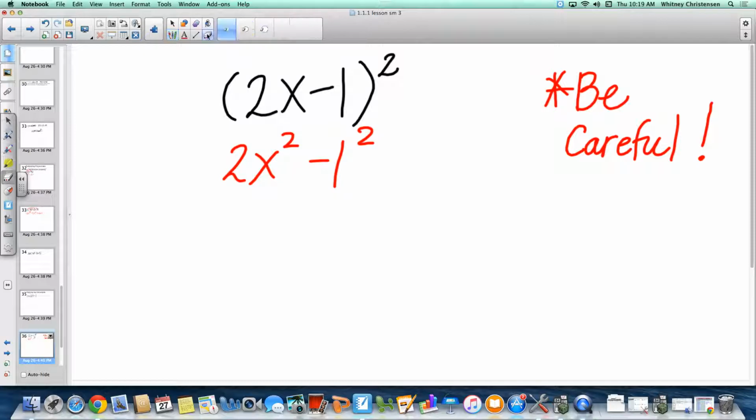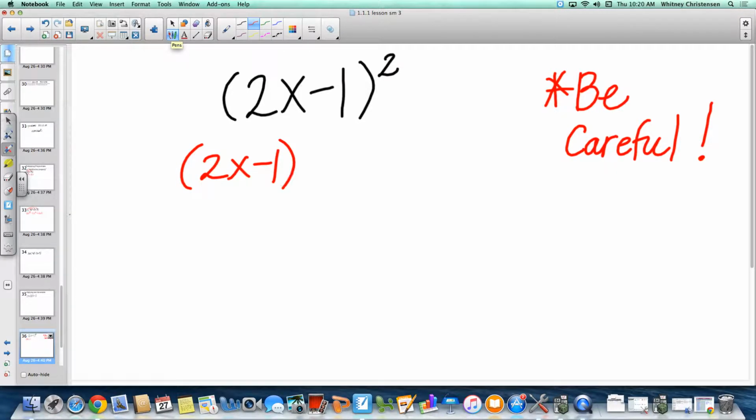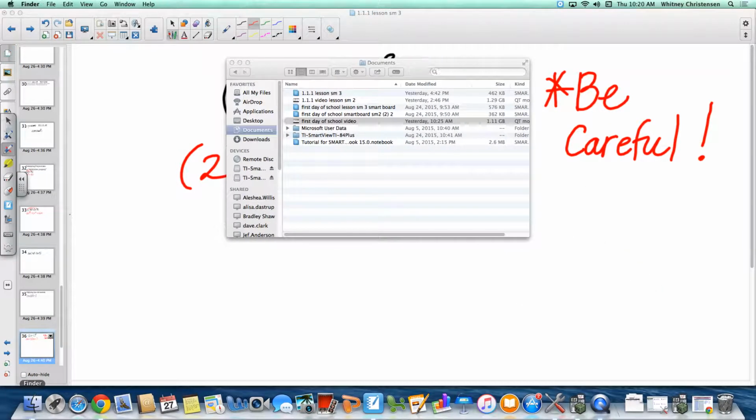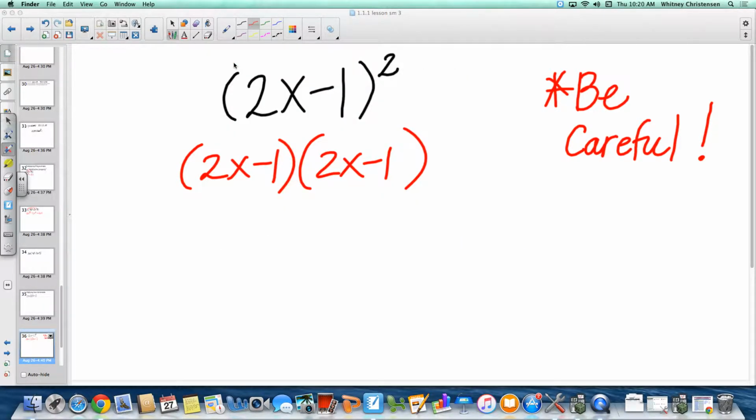It's called the forbidden rule by my book, so Miss Christensen's forbidden rule. If you ever have 2x minus 1 squared, you can't just square both of those. You'll get the wrong answer, I promise. So what you're going to want to do when you see something like this, you guys, is rewrite it as 2x minus 1 times 2x minus 1. Does that make sense, everybody? Is everybody okay with that? I promise you will not get the same answer if you just square both of those. Let's go through and quickly do this one.